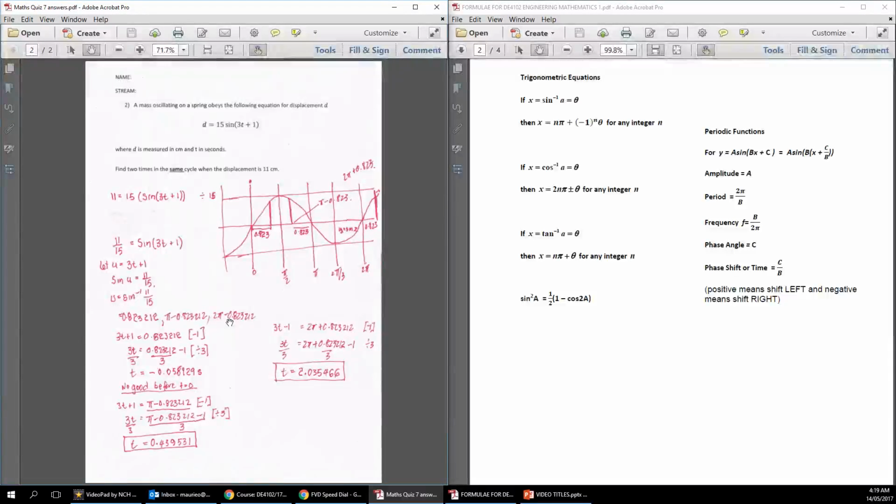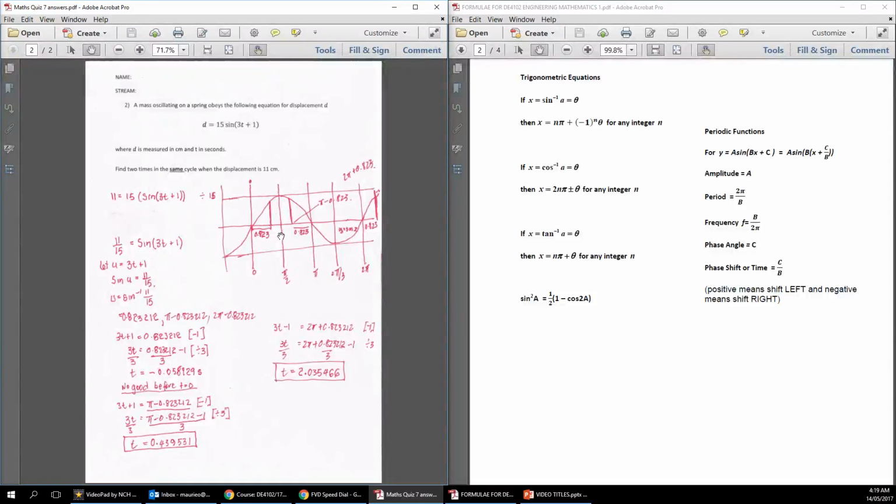Right, so it's a sine graph. It's a sine graph here like this, with all sorts of values, it actually goes from there. But what I've drawn here is just my basic sine graph. And this one here, we have to look at it, and it says find 2 times in the same cycle when the displacement is 11 centimetres.